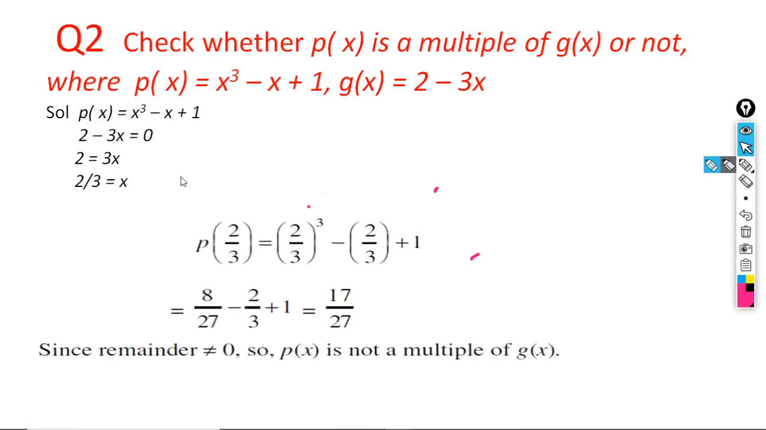Next step, we substitute the value of x as 2 by 3 in the polynomial. We get 2 by 3 cube minus 2 by 3 plus 1. Solving this further, we get 2 cube is 8 by 27 minus 2 by 3 plus 1, that is 17 upon 27. You see that since the remainder is not 0, we say that p of x is not a multiple of g of x. So again I am repeating, the condition for factor and multiple is the same, remainder should be 0. As in this case the remainder is not 0, it means this p of x is not a multiple of g of x.